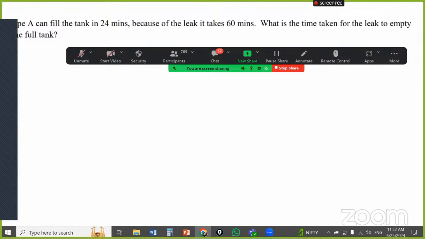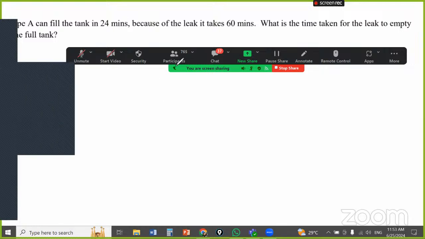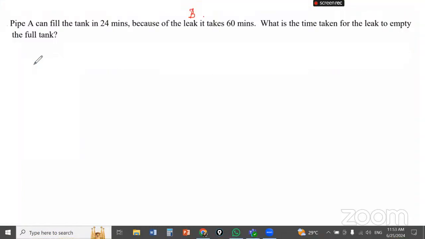Harini and Arjun, your answers are right. We can take A as the inlet and the leakage as pipe B. Leakage can be considered as pipe B. Yes, Ashwin, Sai, Surya, Mercy, Lynn, your answers are right.